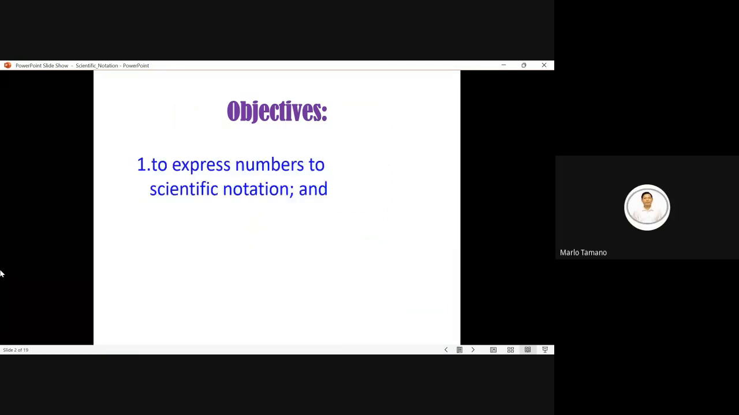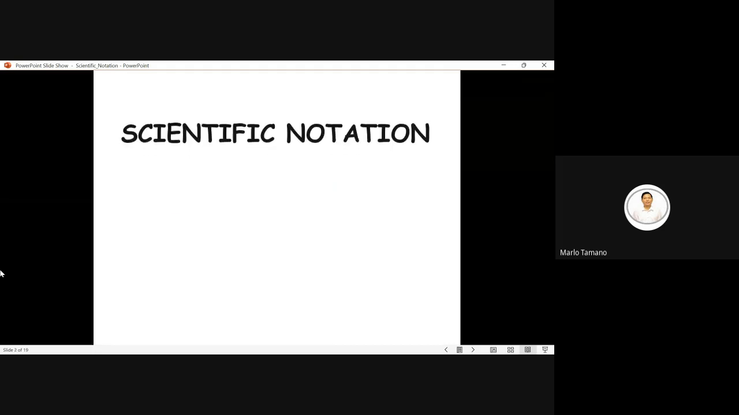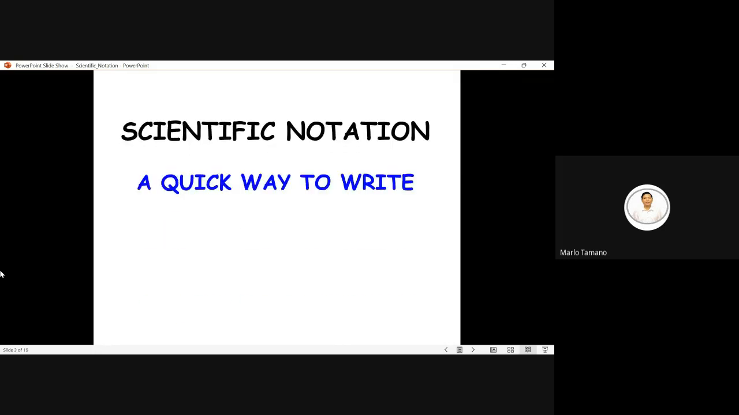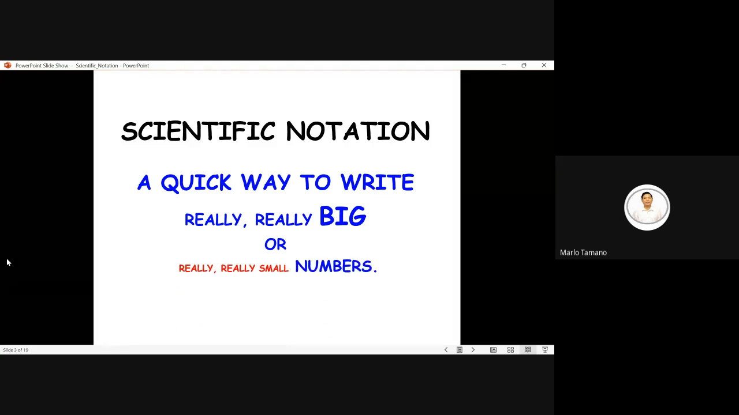Alright, so our objective for this topic: to express numbers in scientific notation, and to change scientific notation to standard form. So scientific notation is a quick way to write really, really big or really, really small numbers.